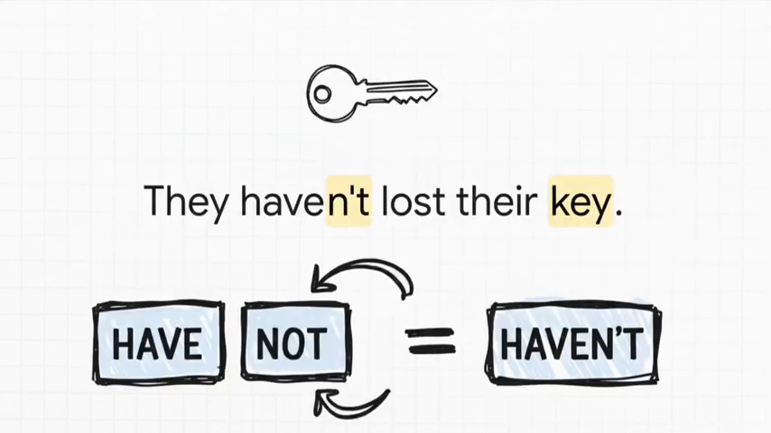Now, when you're actually talking to people, you're going to hear contractions all the time, right? Like haven't instead of have not. It just makes your speech flow better, but don't let that fool you. The rule is exactly the same. That "n't" is just not in disguise, attached right on to the auxiliary verb.